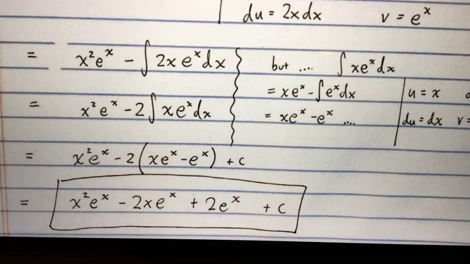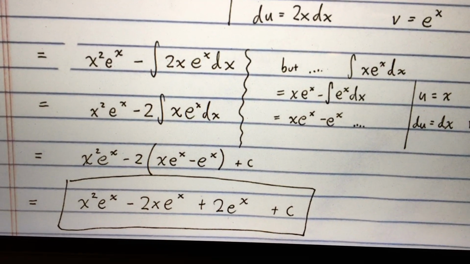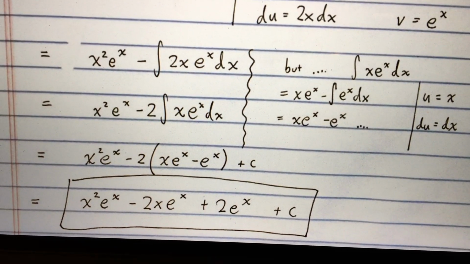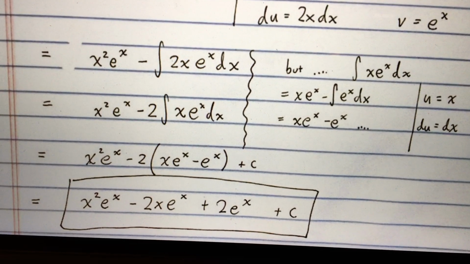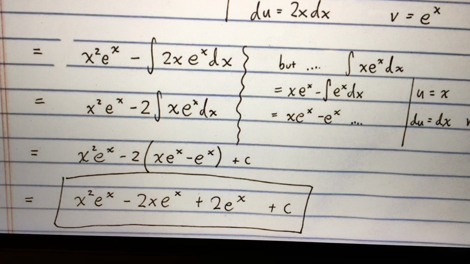And we can definitely simplify that a little bit, combine some like terms. So we have x squared e to the x minus 2 x e to the x, oh, really just distribute the 2, and then plus 2 e to the x plus c. Actually, either of those answers would have been just as good. Simple.